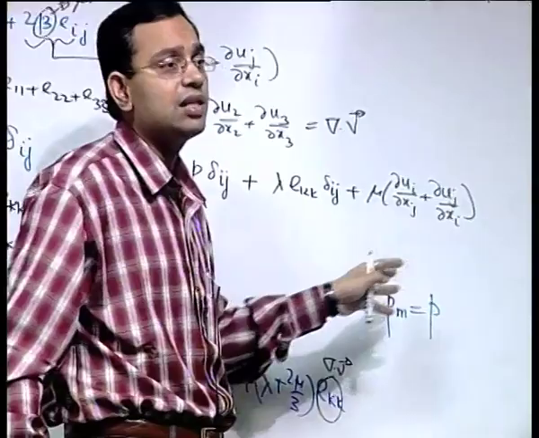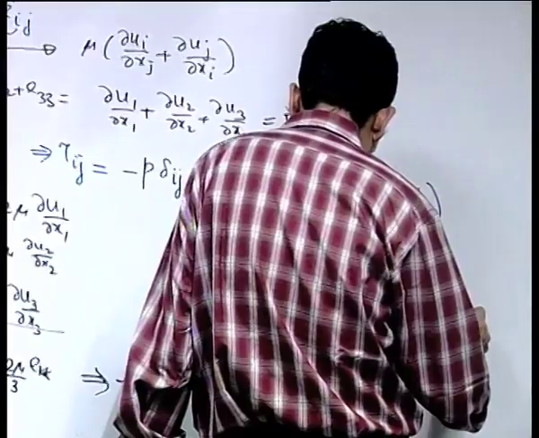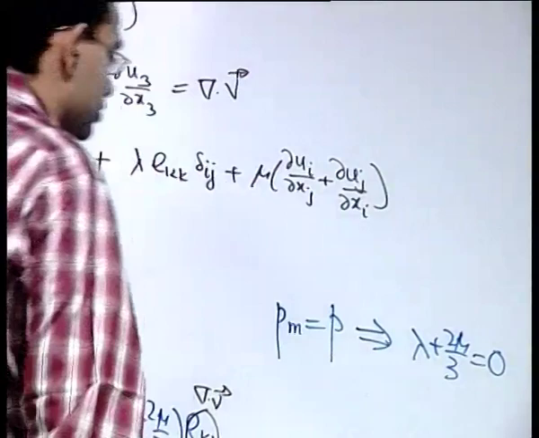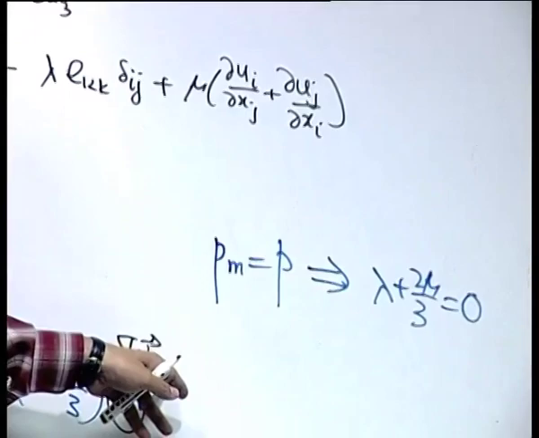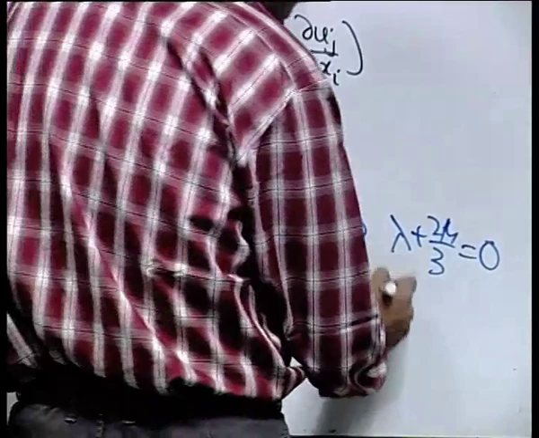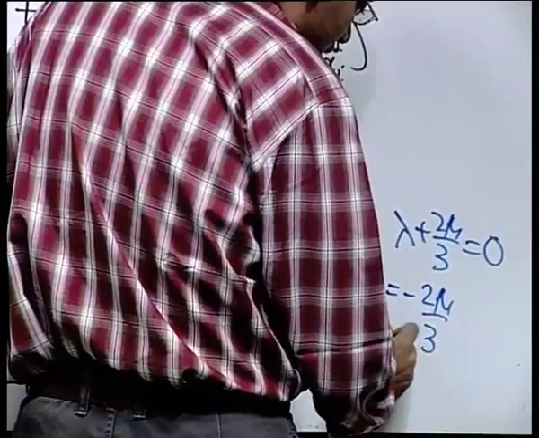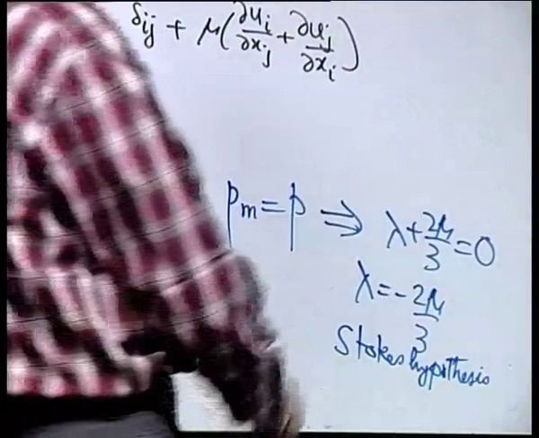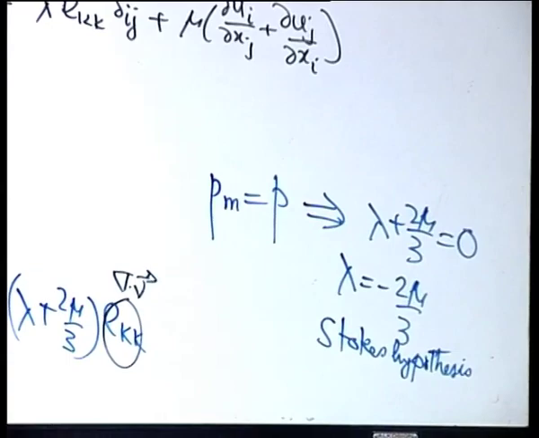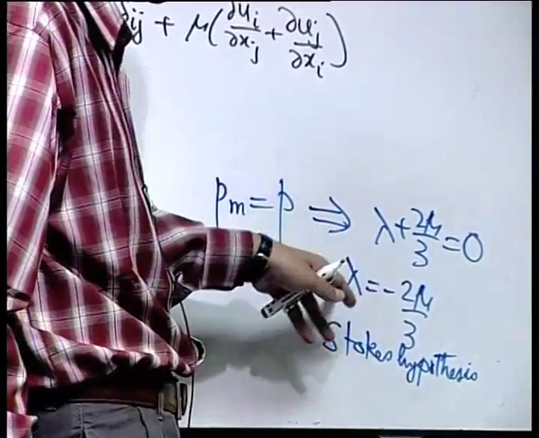So, if they are the same, that means you must have lambda plus 2/3 mu equal to 0, because for a general case, the divergence of the velocity vector is not equal to 0; it is 0 only for incompressible flows. So you have lambda equal to minus 2/3 mu, which is called the Stokes hypothesis. Any fluid which obeys that is called a Stokesian fluid. Just like a fluid which obeys Newton's law of viscosity is called a Newtonian fluid, any fluid which obeys this particular relationship is called a Stokesian fluid.